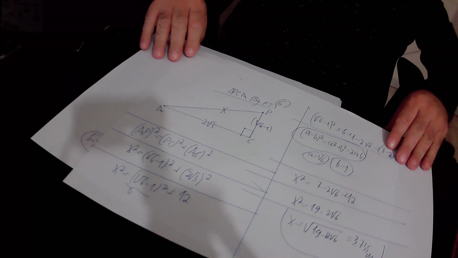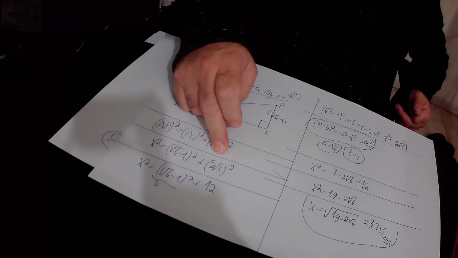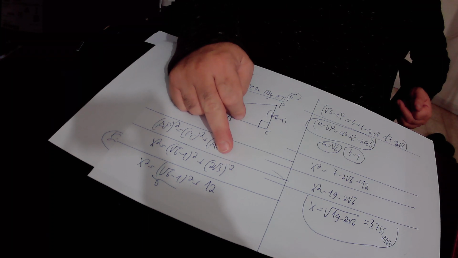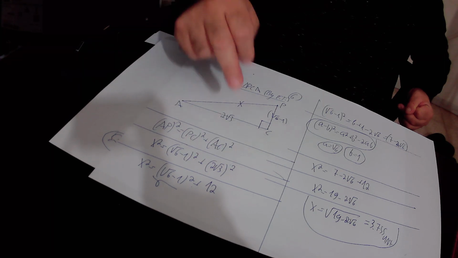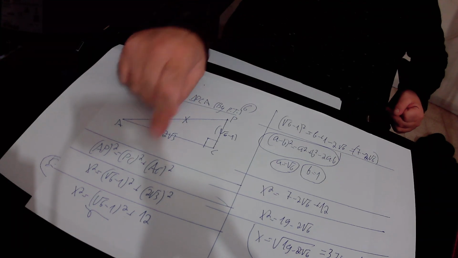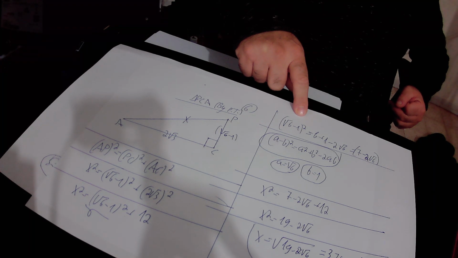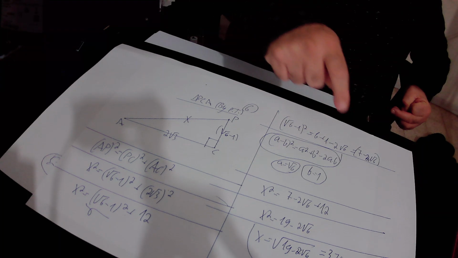In conclusion, we found out that x squared equals (square root of 6 minus 1) squared plus (2 times square root of 3) squared. (2 times square root of 3) squared is actually 2 squared times square root of 3 squared. 2 squared is 4, and square root of 3 squared is 3. 4 times 3 is 12. So in conclusion, x squared equals (square root of 6 minus 1) squared plus 12. Here, in order to find out the value of this expression, (square root of 6 minus 1) squared, we use the algebraic identity that states that (a minus b) squared equals a squared plus b squared minus 2 times ab.